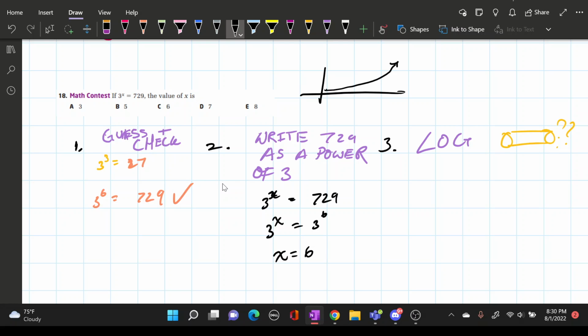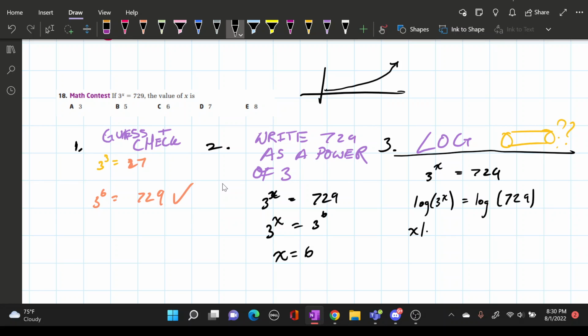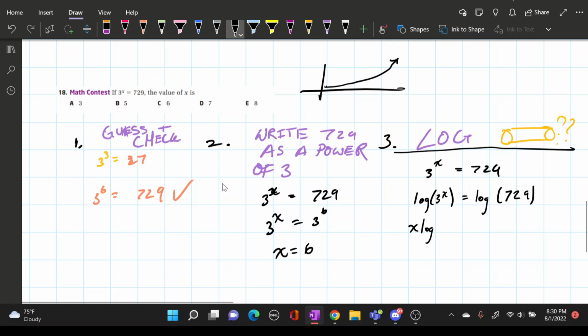And the last way to do it is logs. With log rules, this is kind of cheating, and feel free to end the video here, but if you're wondering about logs, I'll just quickly do a rundown. I won't give an explanation on how they work, but what you can do is 3 to the x equals 729, and you can take the log of each side. You can take log base anything, really. If you take log base 3, you skip a step, but I think most calculators don't really allow that. And using log rules, you can take the x out.